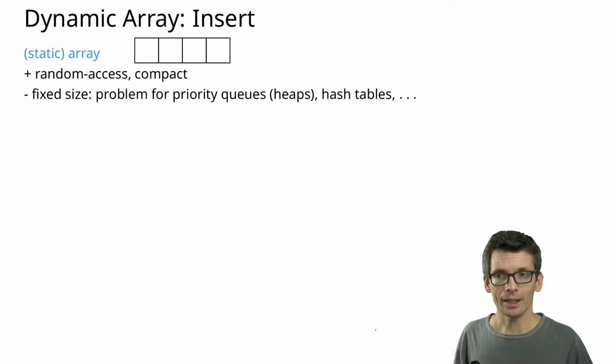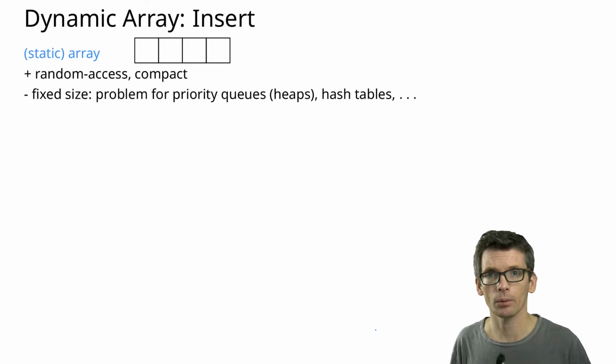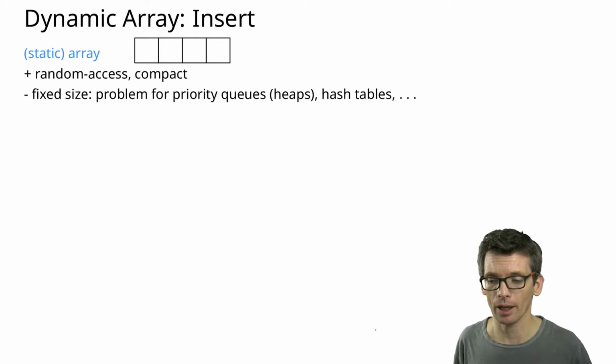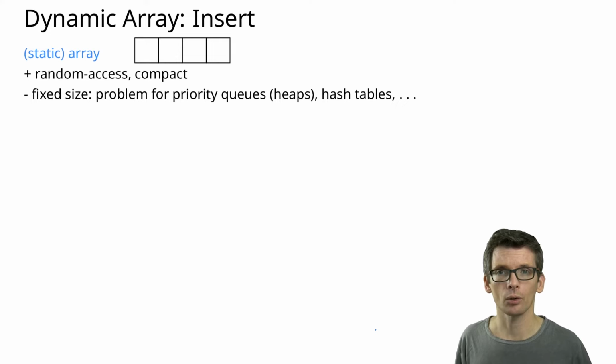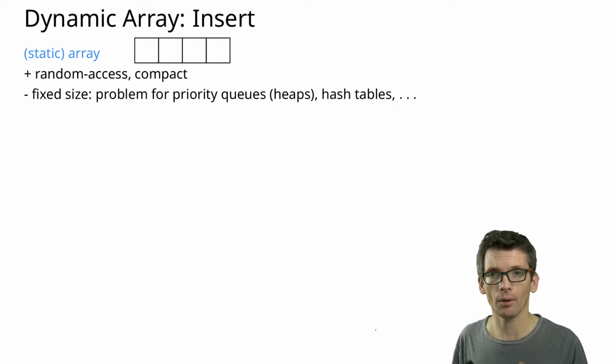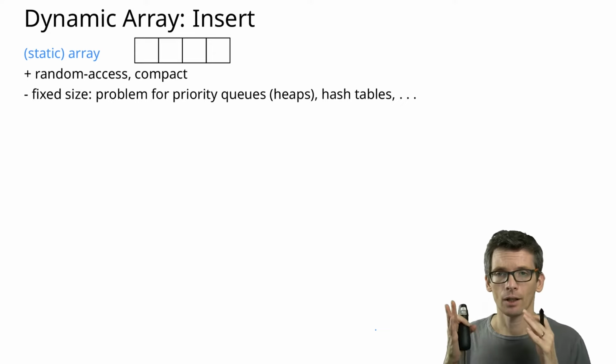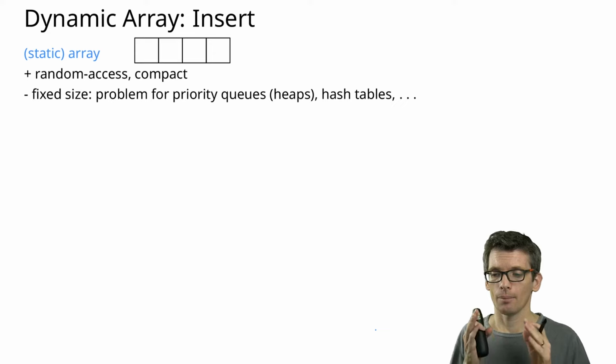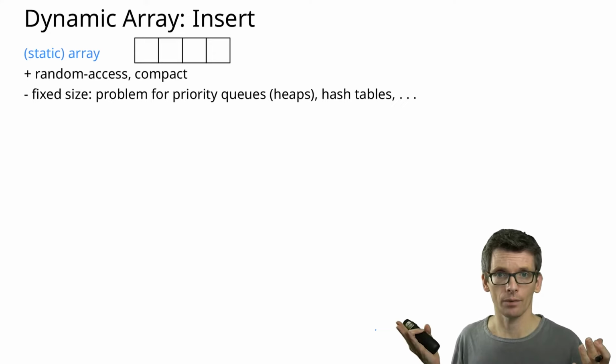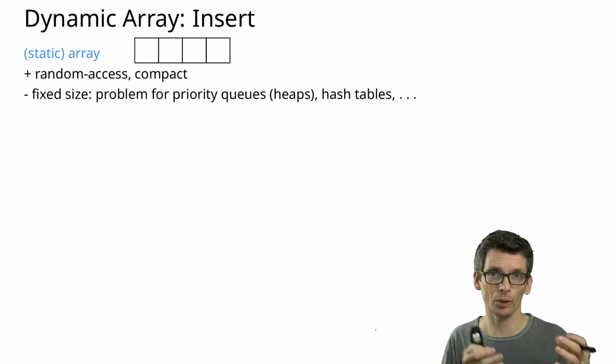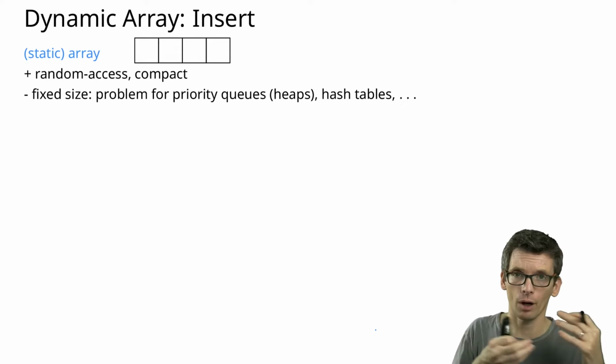So once more, what is the setting here? We want to have dynamic arrays. We want to be able to insert into such a dynamic array. We are going to implement it using a static array. A static array is very useful. It's very fast, we have random access, it's compact in terms of memory, but the problem is it's fixed size. And that is a problem if we want to use it for other data structures.